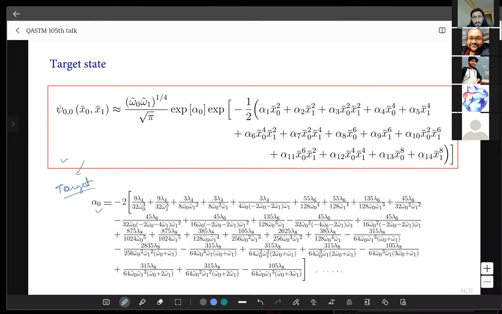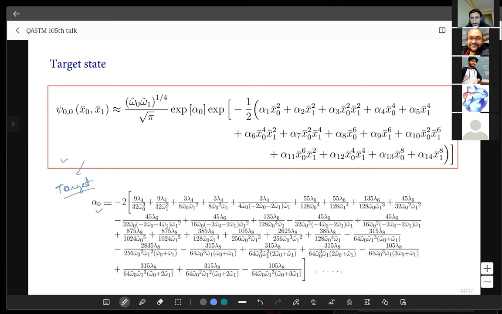I have a question: is this the most general state which we can consider? In the next slide, I will define the most general state.